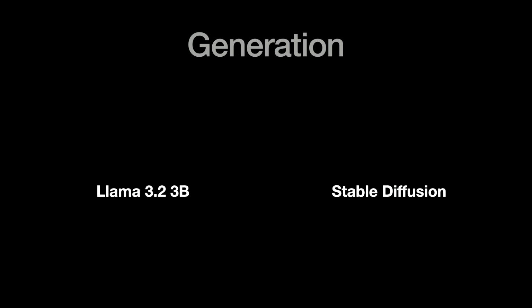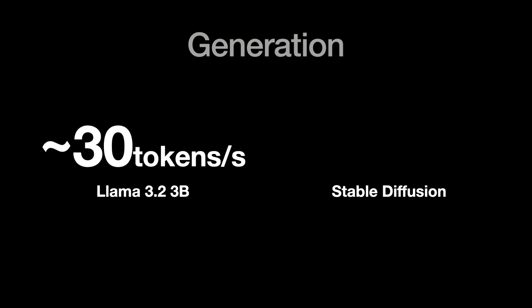And finally, I want to talk about the generation time it takes for these models. The Llama model is creating around 30 tokens per second. And you can think of a token more or less like a word. And I think that's quite usable. You saw it in action in the demos that I shared.